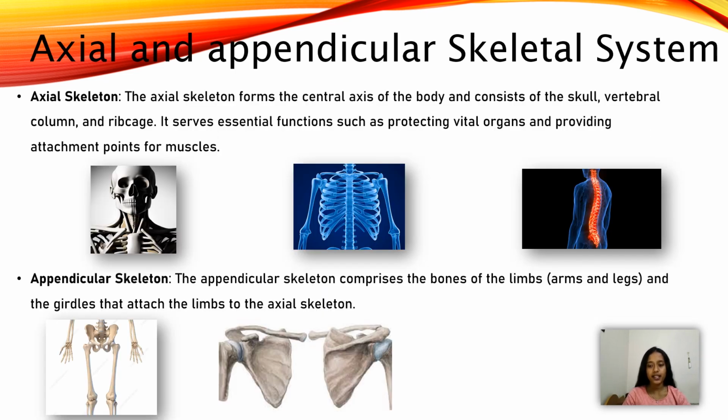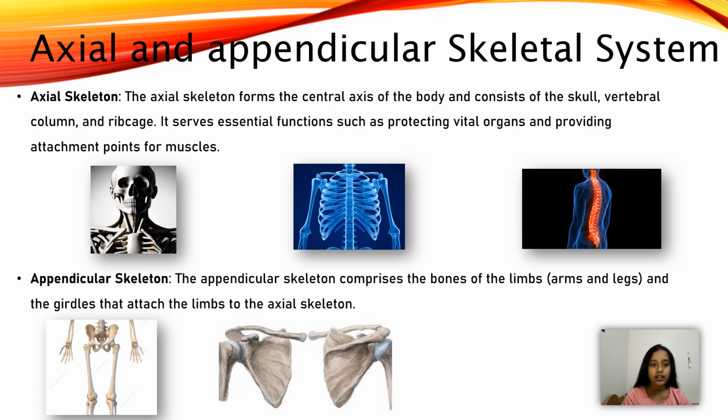Axial and appendicular skeletal system. The axial skeletal system comprises three parts: the skull bone, the vertebral column, and also the rib cage. All three together provide protection for vital organs of the body, and also provide attachment for the muscles.